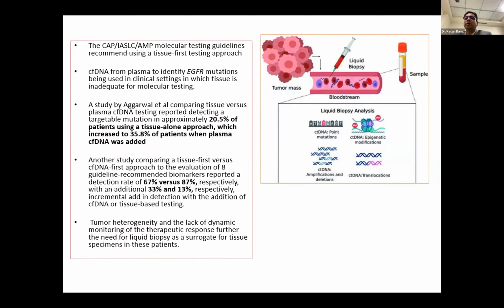So a study by Agarwal et al. showed that plasma cell-free DNA testing added to approximately 20.5% of patients with tissue alone approach, which increased to 35.8% when both of them were combined. Another study comparing a tissue first versus cfDNA approach to the evaluation of recommended biomarkers reported detection rates of 68% versus 87% and 33% versus 13% respectively. So the incremental addition in the detection of mutations with these methodologies. Liquid biopsy has been discussed by Dr. Krishna in detail.